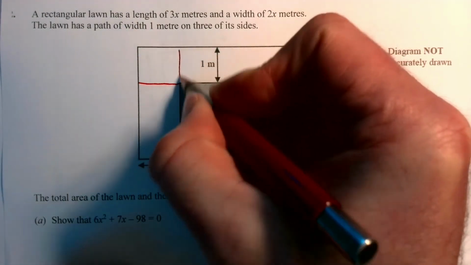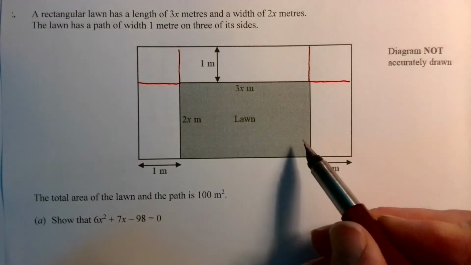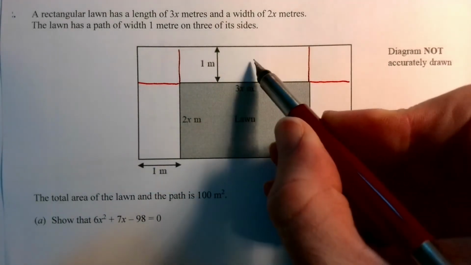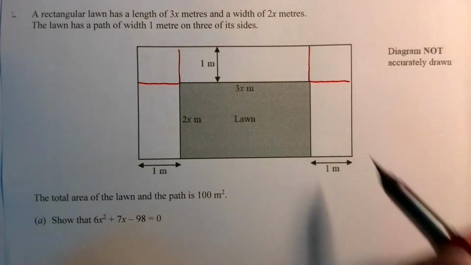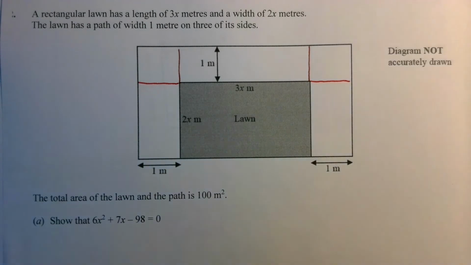Then you've got the lawn, you've got 1, 2, 3, 4, 5 different parts of path. See if you can write down what the area of each of those bits would be just by doing length times width. Pause it and have a go.